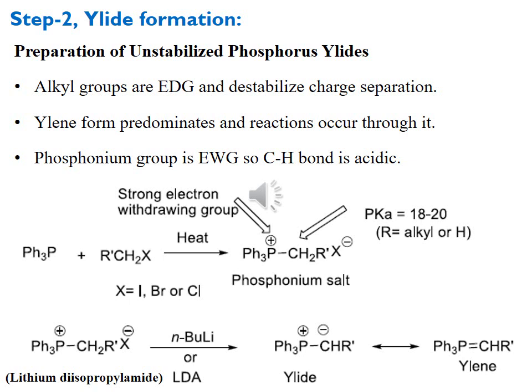This phosphonium salt is further treated with a base to form the ylide, which is shown here. This base can be n-butyllithium or LDA. LDA means lithium diisopropylamide. It can also be used as a base. The feature of these halides is that alkyl groups are electron donating groups, and so, to stabilize the charge separation, as we discussed earlier, the ylene form predominates here and the reaction occurs through it. The phosphonium group is an electron withdrawing group, so the CH bond is acidic in nature here.